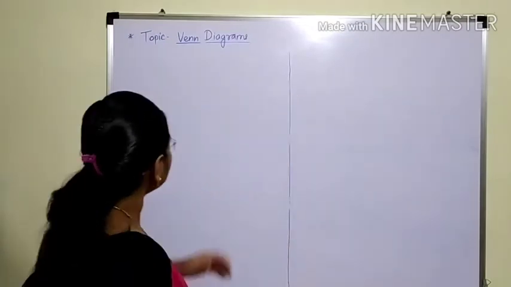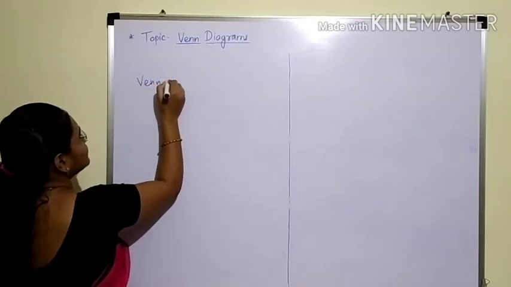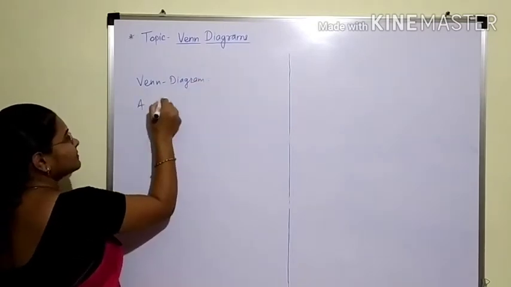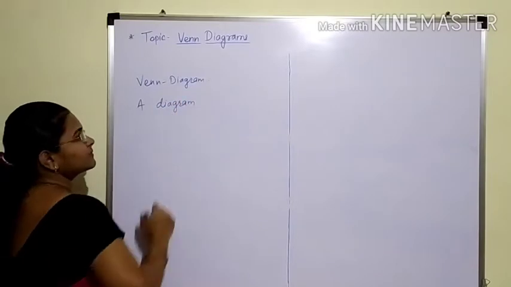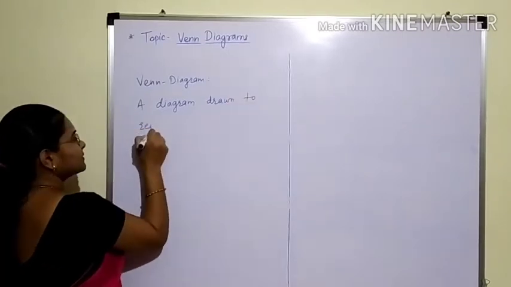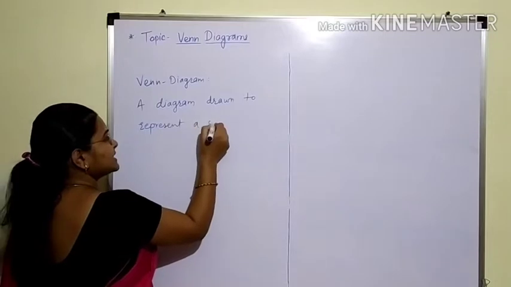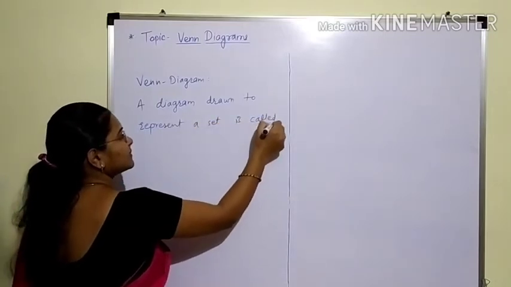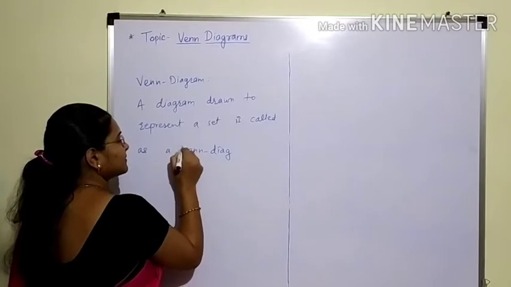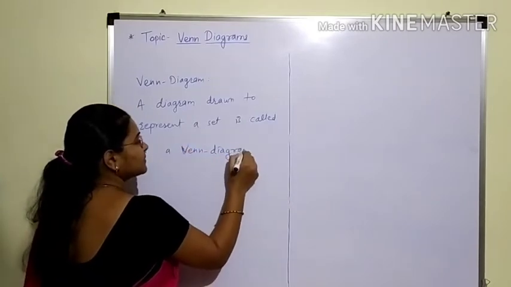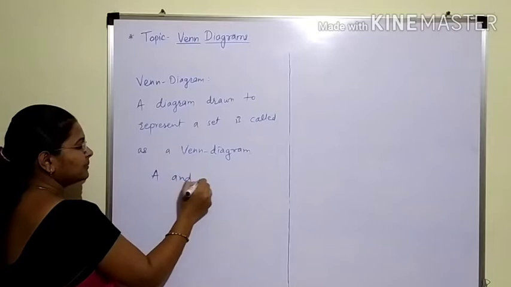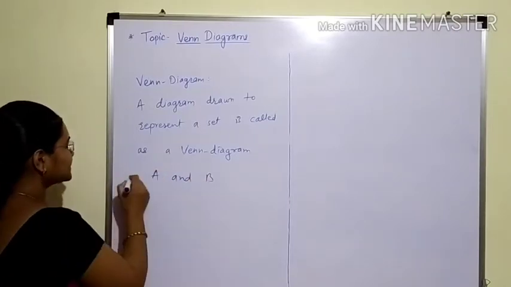Okay, so we can write: a diagram drawn to represent a set is called a Venn diagram.